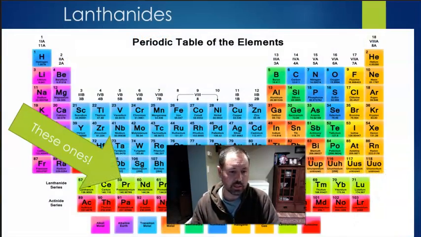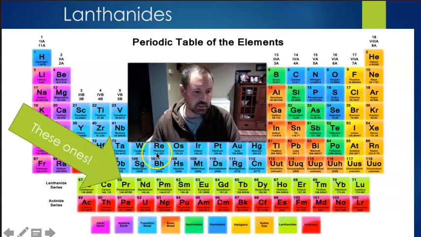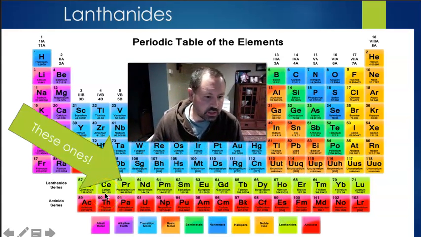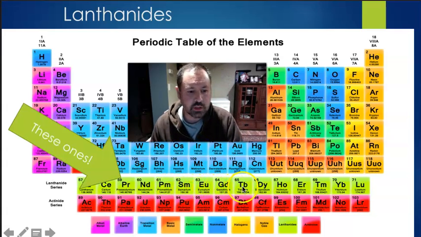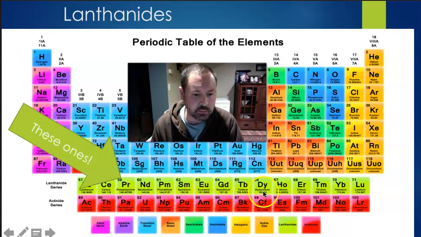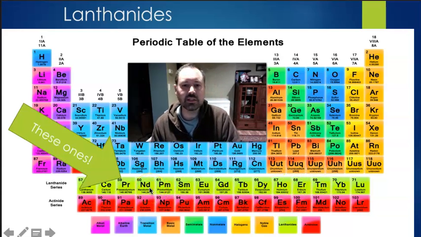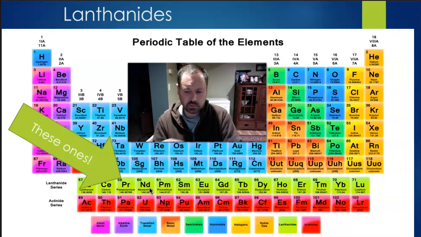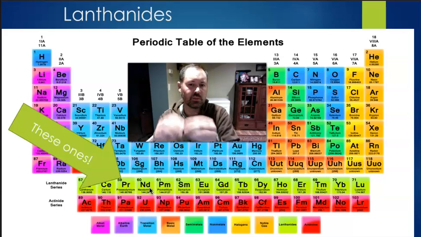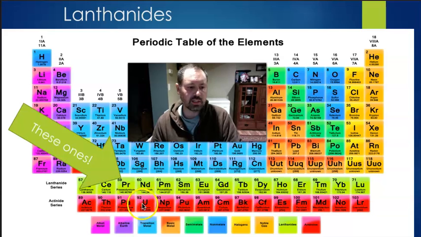Let's go back real quick. Let's take a look at some of these things, like cerium, promethium, europium, terbium, erbium. Here's number 60, neodymium. You might actually have some neodymium at home. They're incredibly strong magnets. So if you've ever seen those toys that are really, really small and they go together, those are neodymium magnet toys.